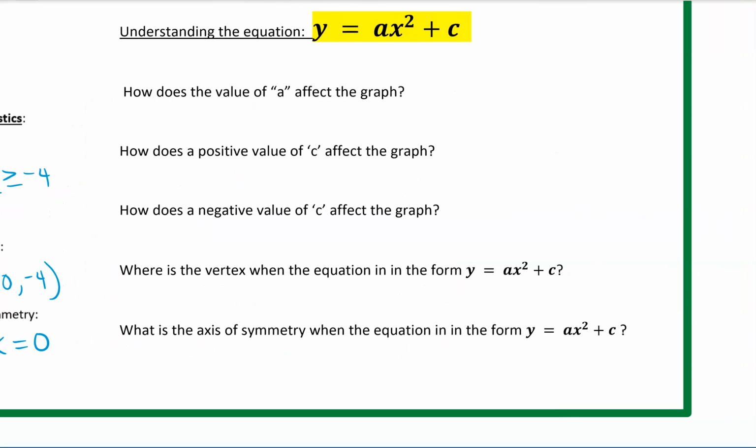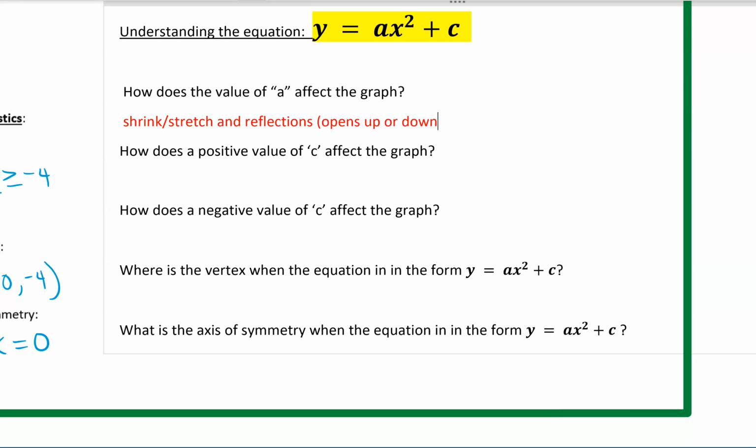Okay, let's sum up this part. How does the value of A affect the graph? Well, we know that the value of A tells us whether it's a shrink or a stretch. And it's going to tell us if it's a reflection or not, so whether or not it opens up or opens down. It hasn't changed because of the plus C. It still tells us the very same thing.